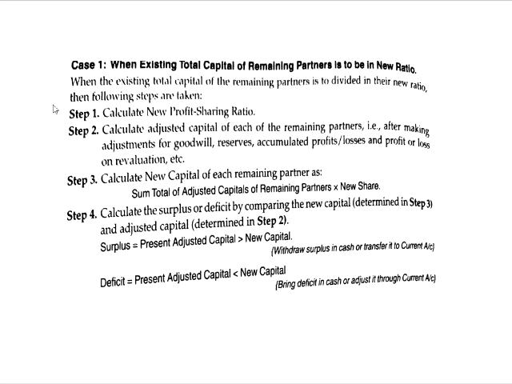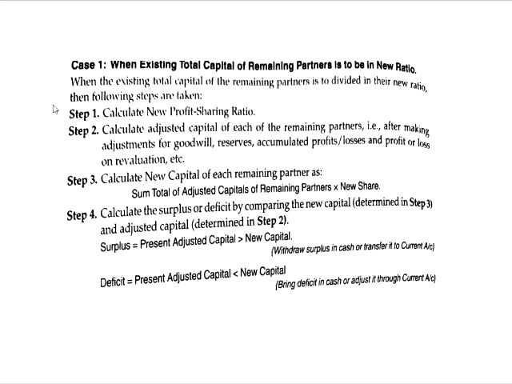And in the fourth step, you just compare your adjusted capital with the new capital. If there is a surplus, then the surplus will be withdrawn by the remaining partner, and if it is mentioned in the question that you transfer it to a current account or open the current account, then you simply write in the particulars column to A's current account, to B's current account, as the case may be. Whatever is mentioned in the question, accordingly you just do it.